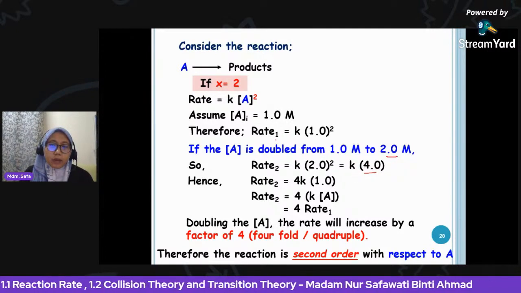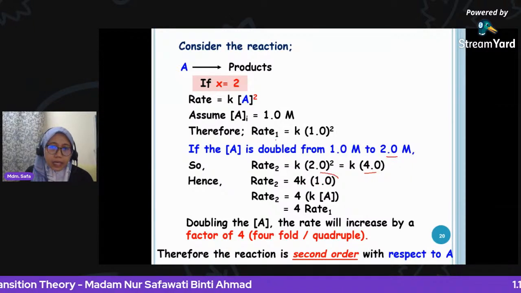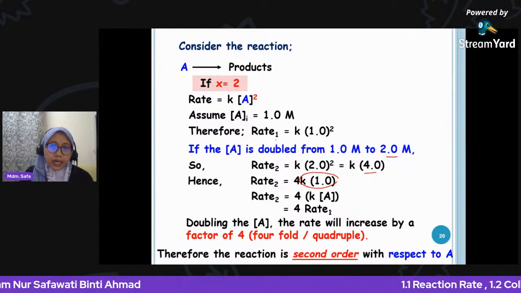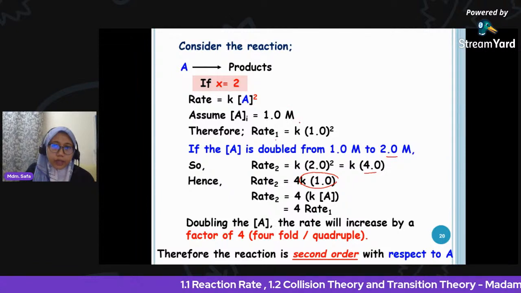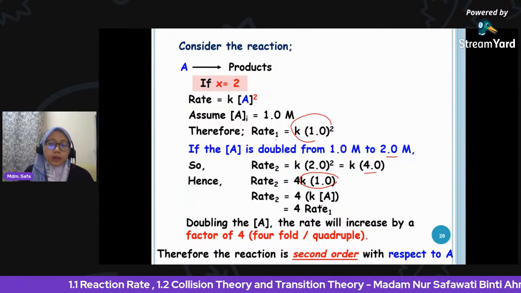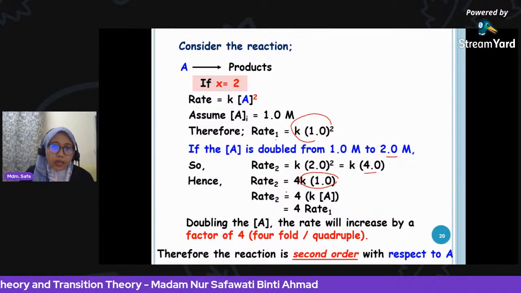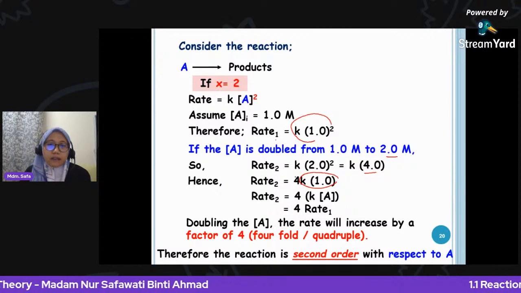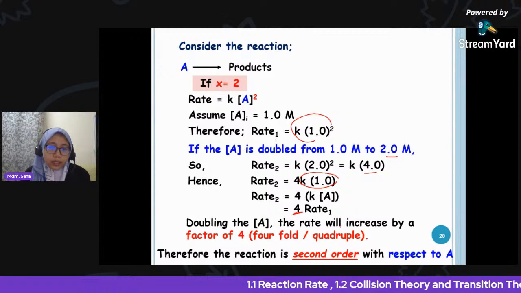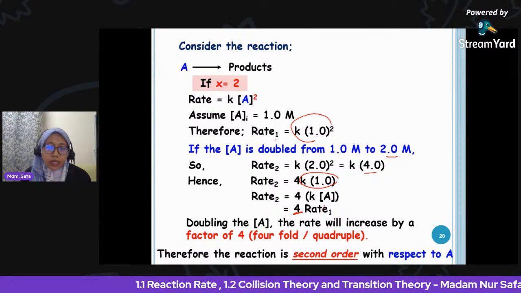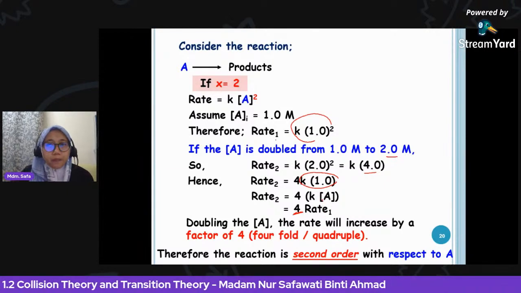So, 4 kita bawa ke hadapan. So, dia akan jadi K1. Okay, nilai yang asal tadi. So, that's mean yang ini adalah bersamaan dengan rate 1. Okay, bersamaan dengan rate 1 yang mula-mula tadi. Okay, this one. Okay, yang ni. Okay, so bermakna dekat sini, okay, doubling the concentration of A, the rate will increase by factor of 4. Okay, or 4-fold or quadruple. Okay, so bila kita tengok trend macam ni, therefore the reaction is second order, okay, for A.